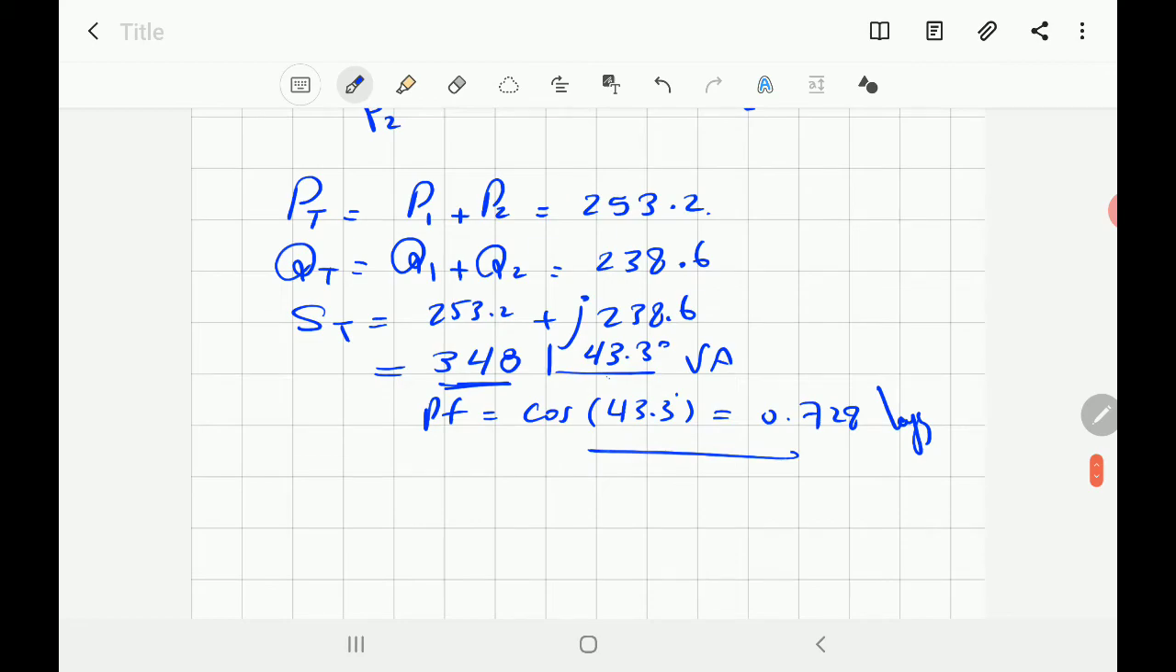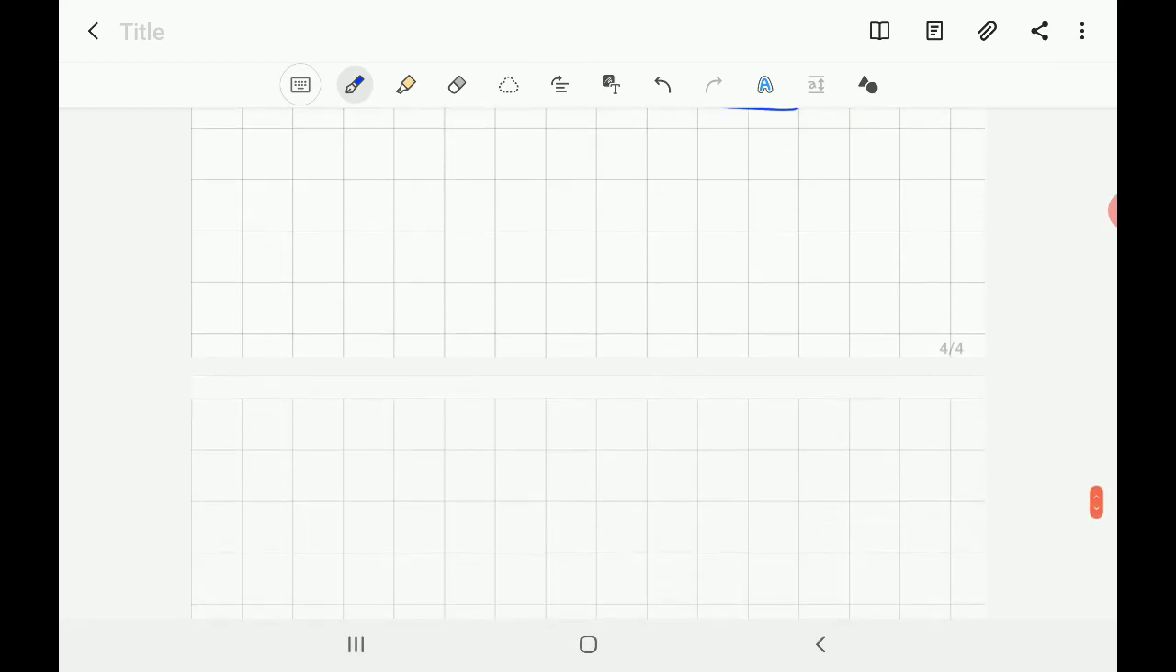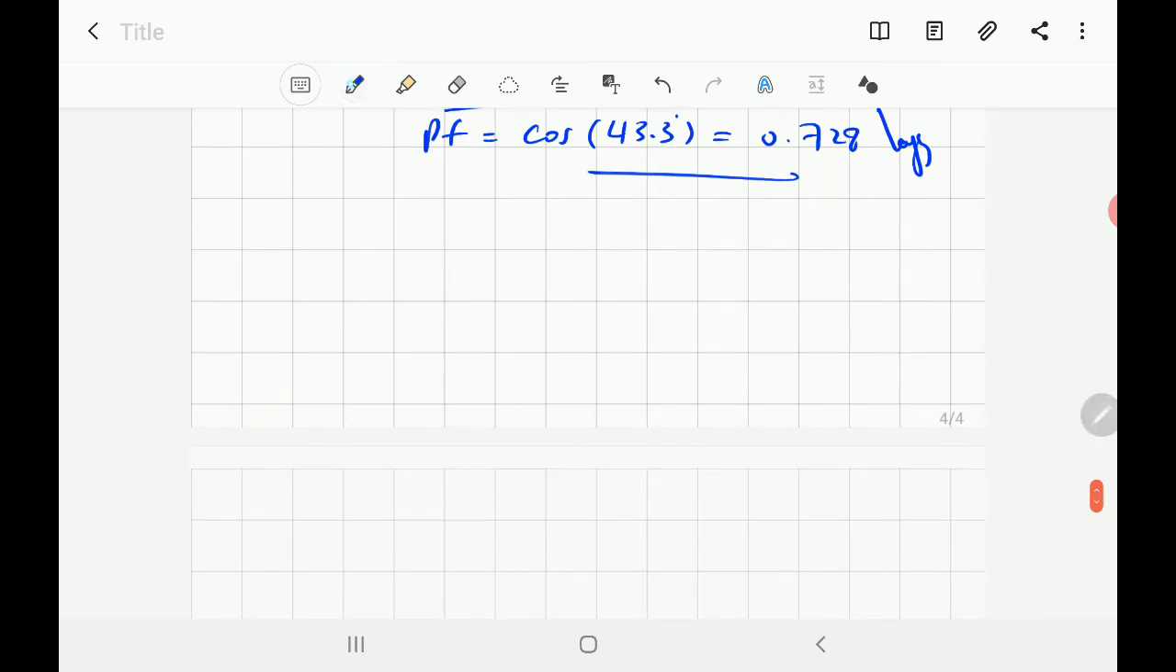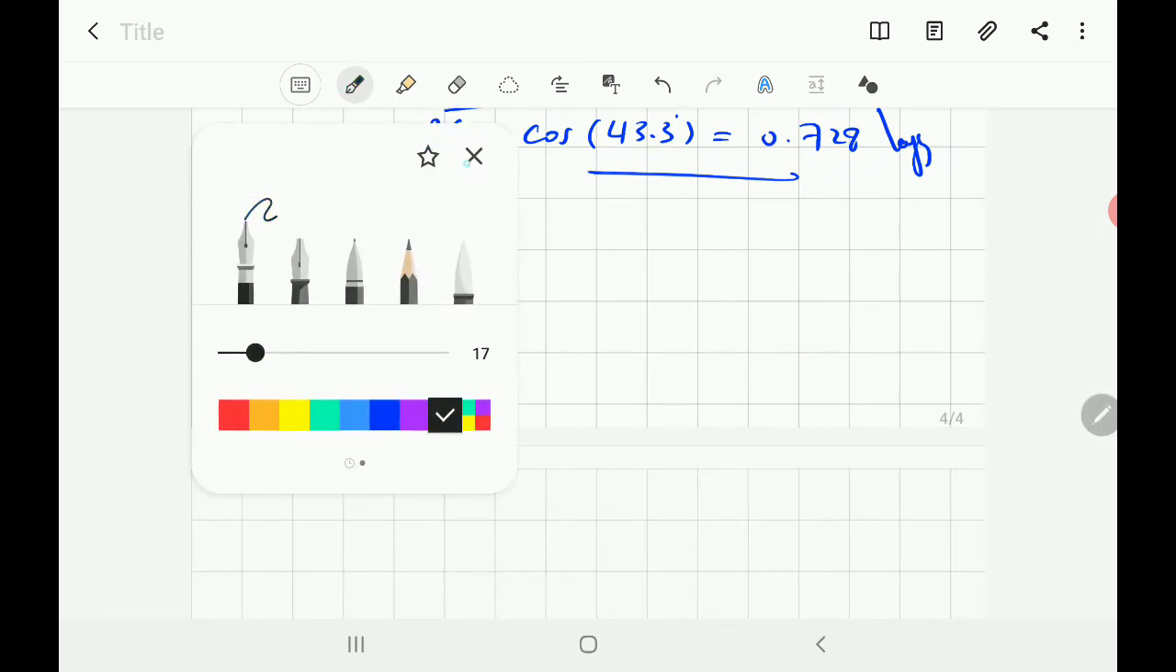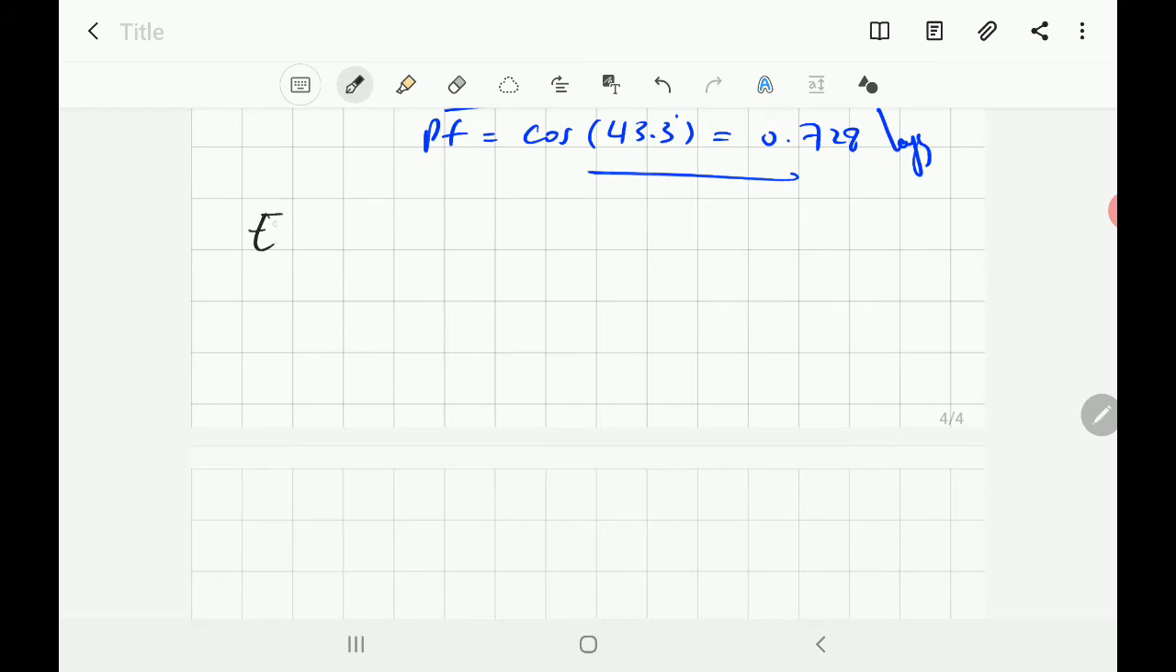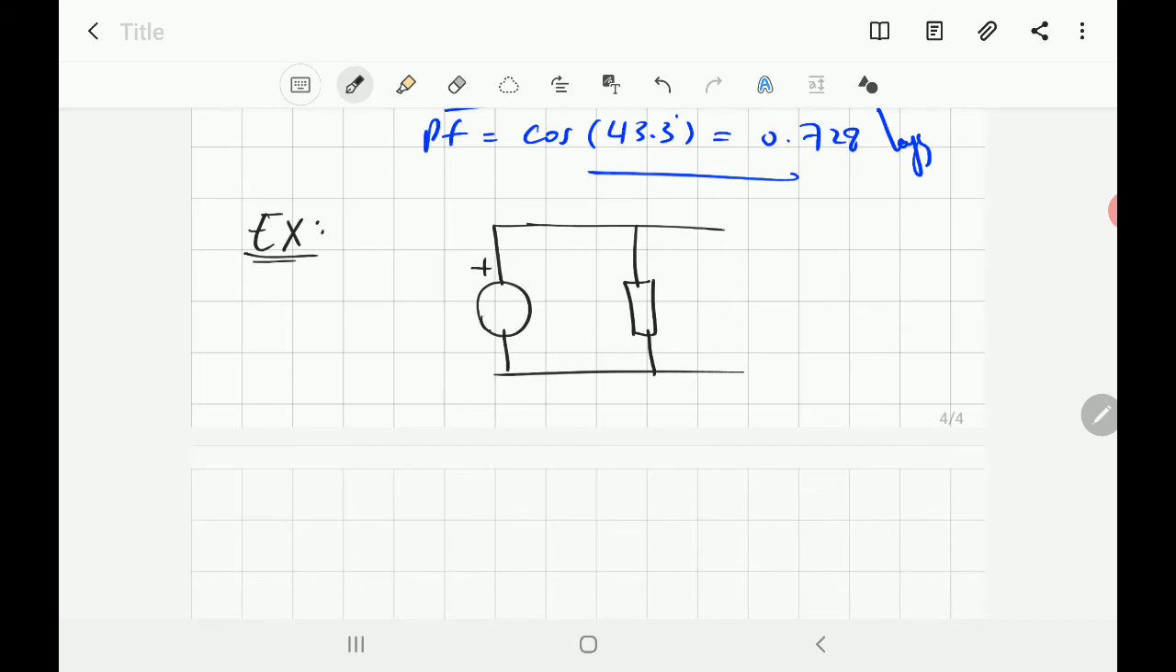Let's go to the last problem, which is important, because we're going to talk about how to correct the power factor. In this example, we have a load supplied by a power supply, 120 volts, 60 hertz. And the impedance of the load Z is given as 20 on angle 30 ohms.